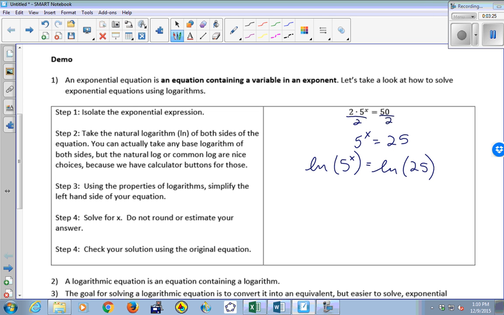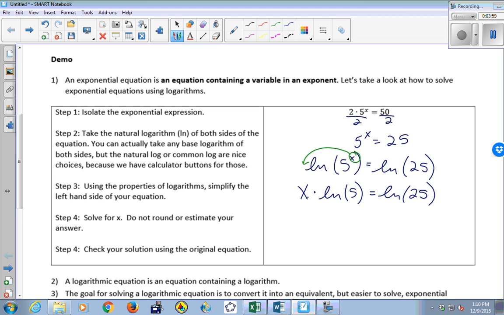Step 3 is using the properties of logarithms. I want to simplify the left-hand side, right? Anybody remember the property that deals with taking the log of something to a power? You can take that power and put it down in front, right? So I can take that exponent of x and bring it down in front, and it becomes multiplication. So this is going to be x times the ln of 5 equals the ln of 25. Now I can solve for x.